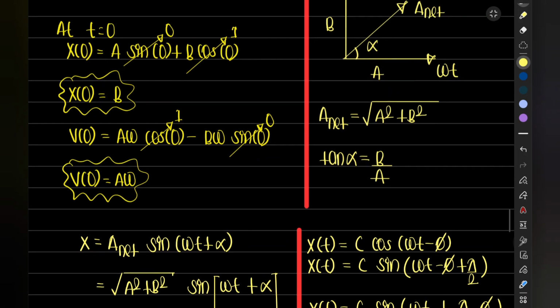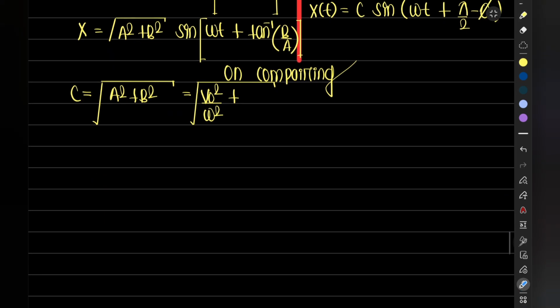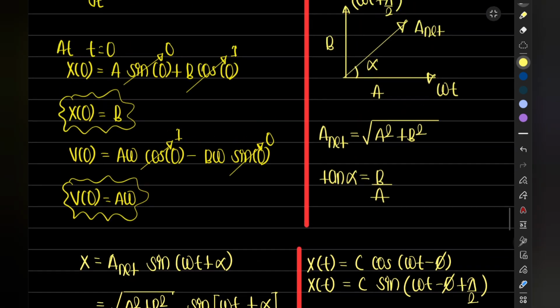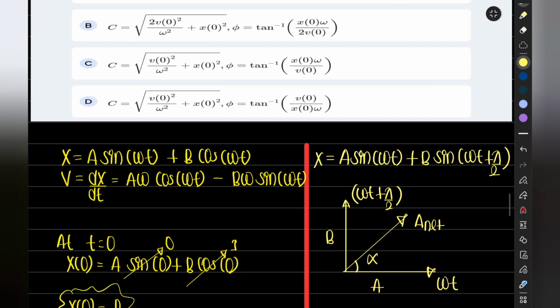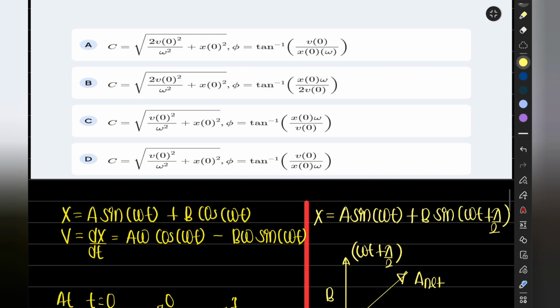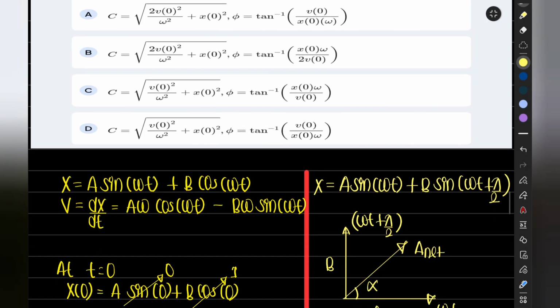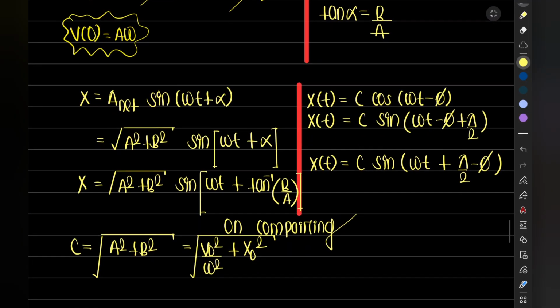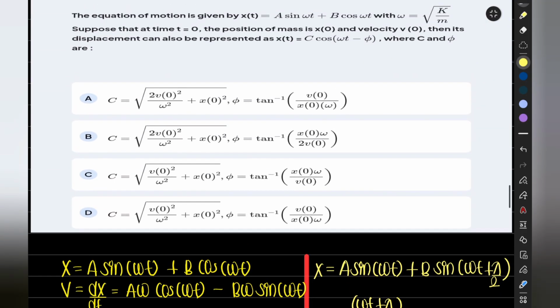And what is the value of b we have? Value of b, we can see that it is x naught. So b square will be x naught square. So we got the value of c, which is v naught square by omega square plus x naught square. So an option we have like v naught square by omega square. So two options we have, that is option number c and option number d. So x naught square, yes, like option number c and option number d.